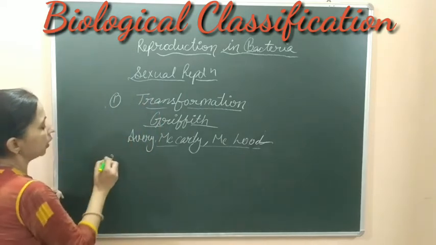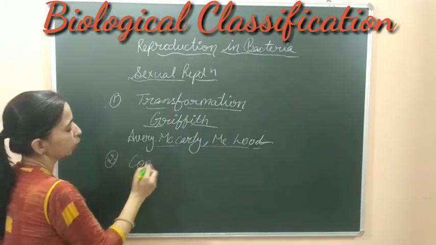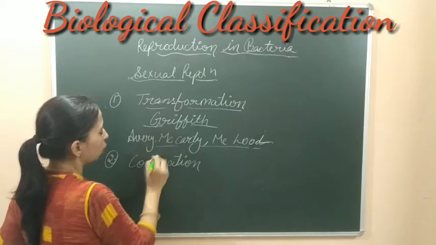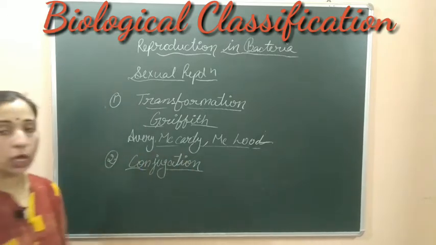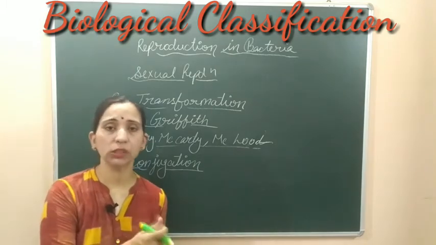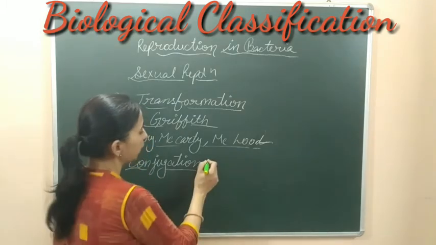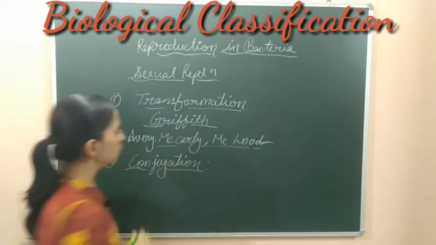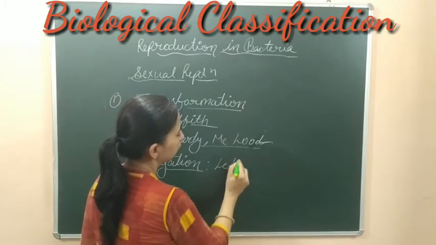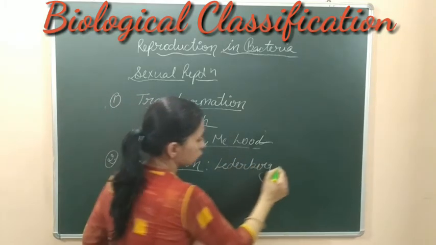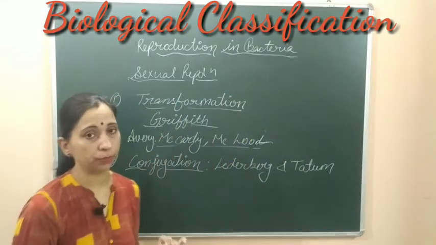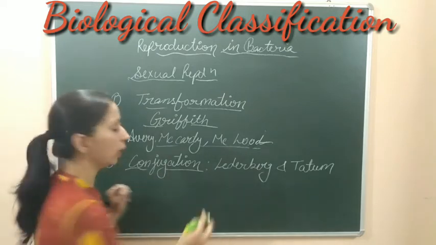Second way of sexual method is the conjugation. Now, what happens in the conjugation? Conjugation is the transfer of genetic material from one bacterial cell to another bacterial cell. Let's see what happens during this conjugation process. First, this process was discovered by Lederberg and Tatum, and they explained this process in E. coli bacteria.